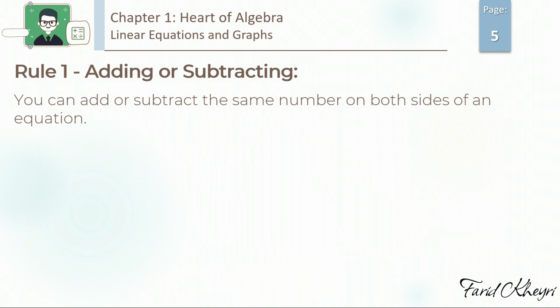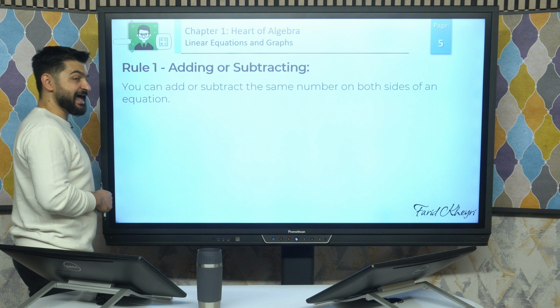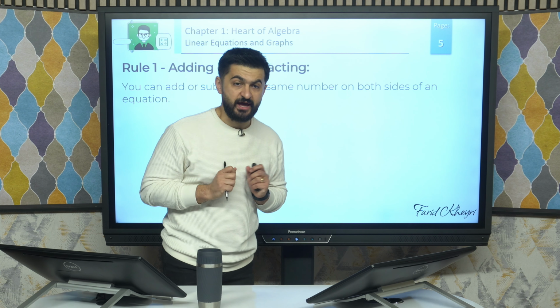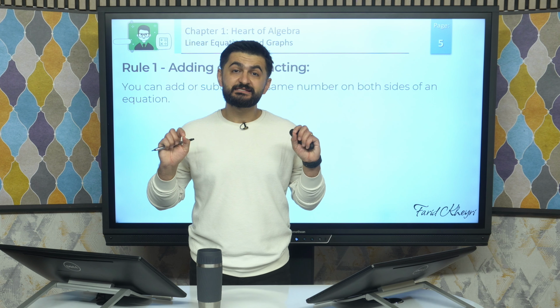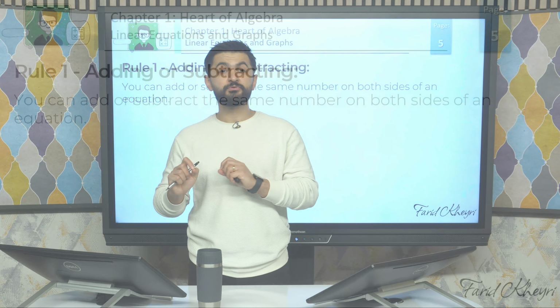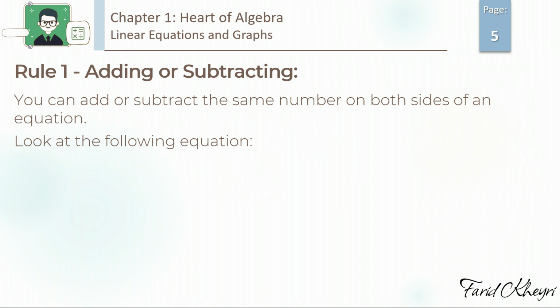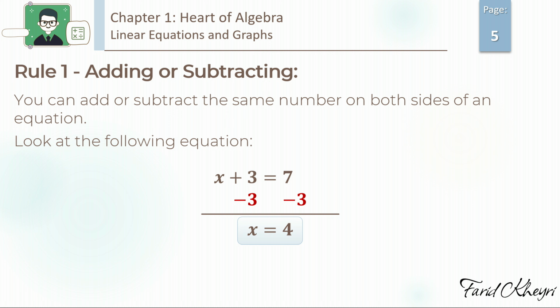So the first rule is adding or subtracting. In fact, you can add or subtract the same number on both sides of an equation. For example, if we have x plus 3 is 7, we can subtract 3 from both sides and we will get x is 4. And there you go, this is the answer of the equation.